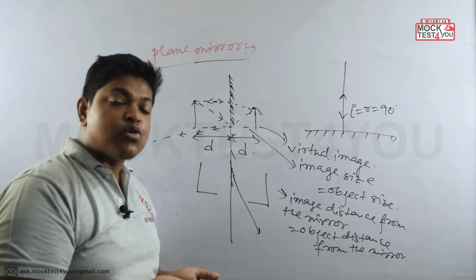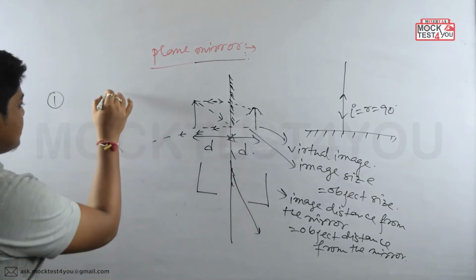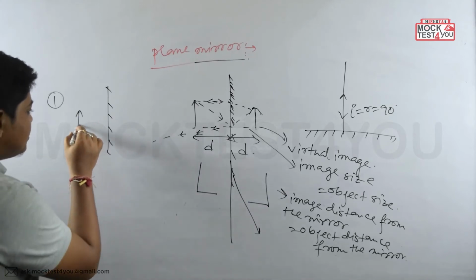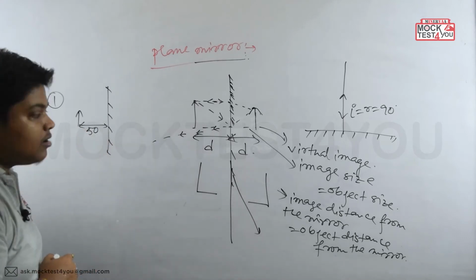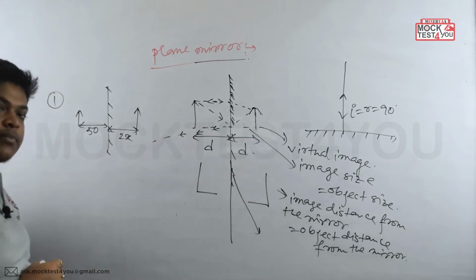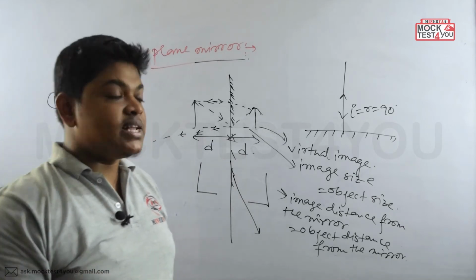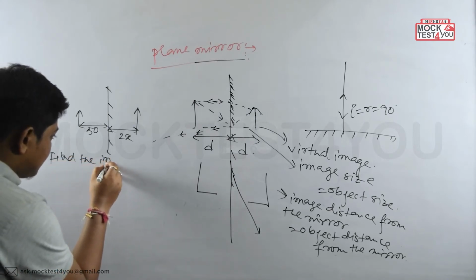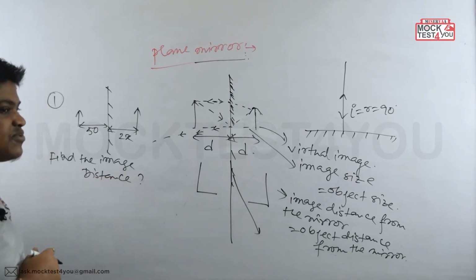Now, what are the different types of questions that are asked from it? The first question: suppose this is the plane mirror and there is an object placed in front of it at a distance of 50 centimeter, and the image is formed at a distance of 2x, right? The image is formed at a distance of 2x. So in this case, they will ask you to find the image distance from the mirror.